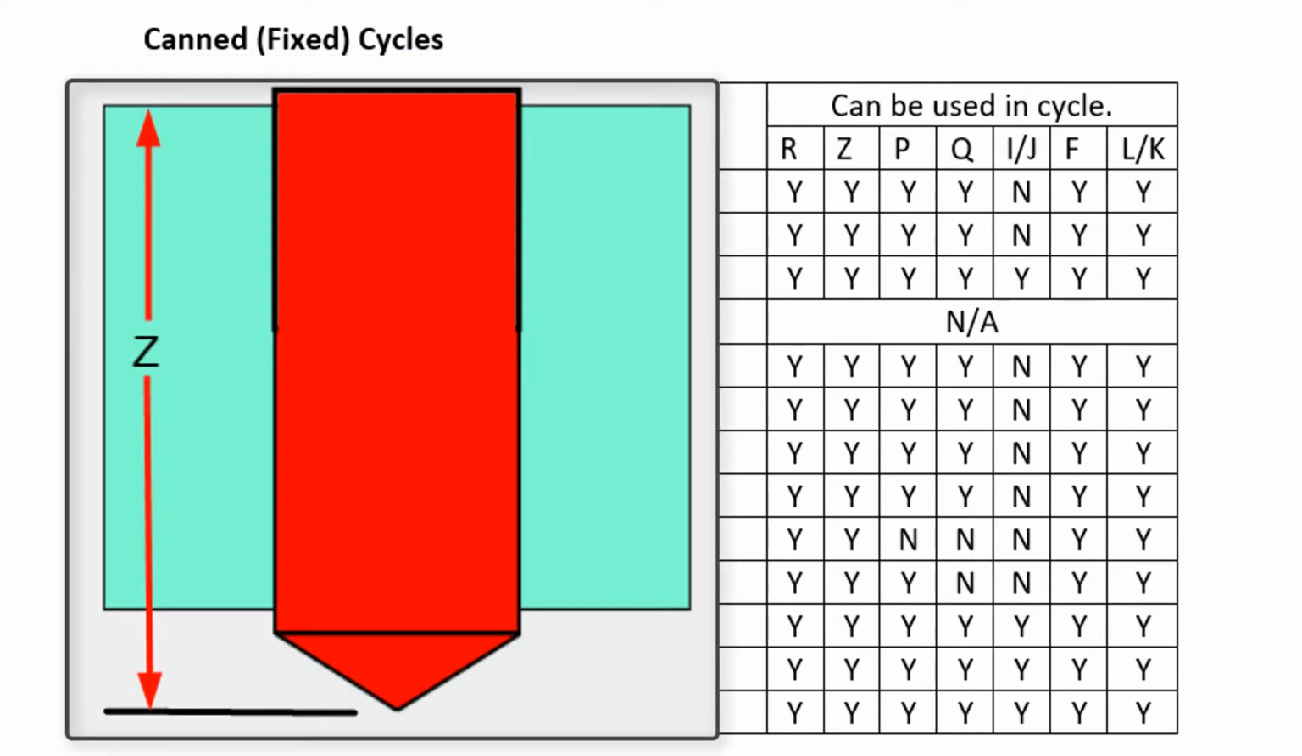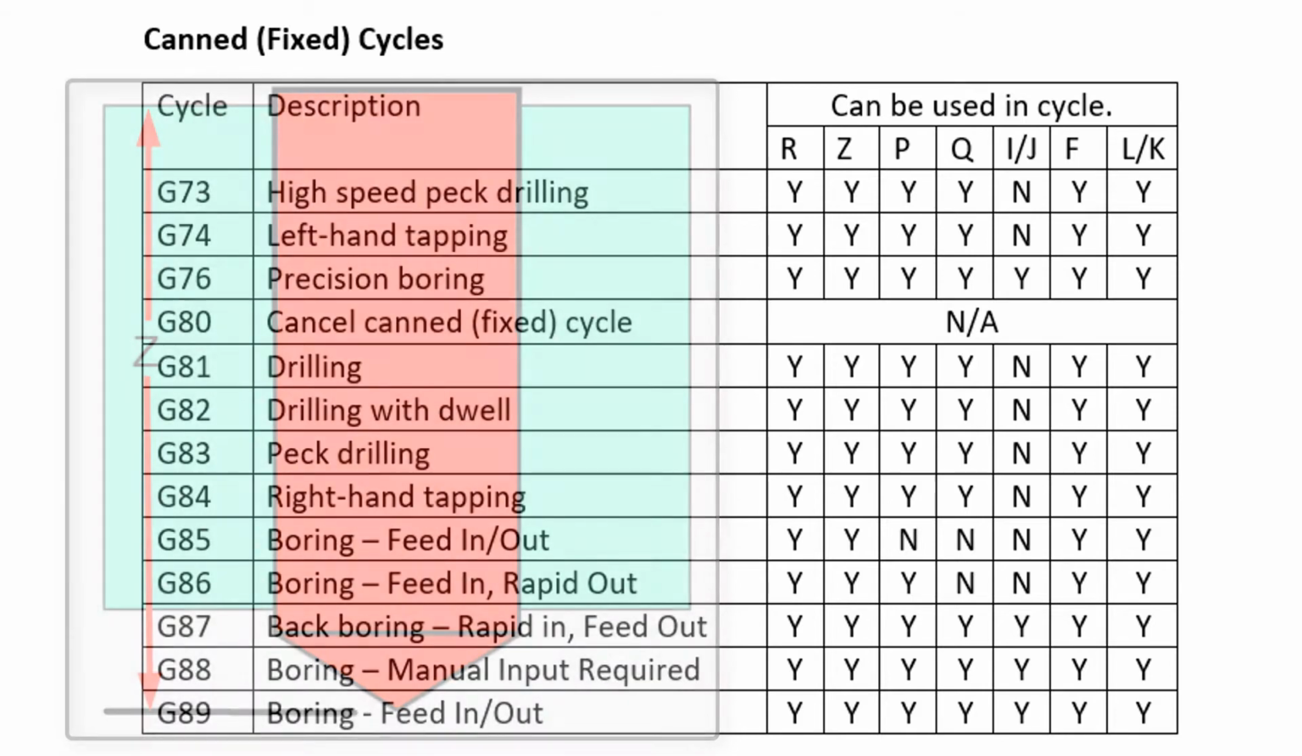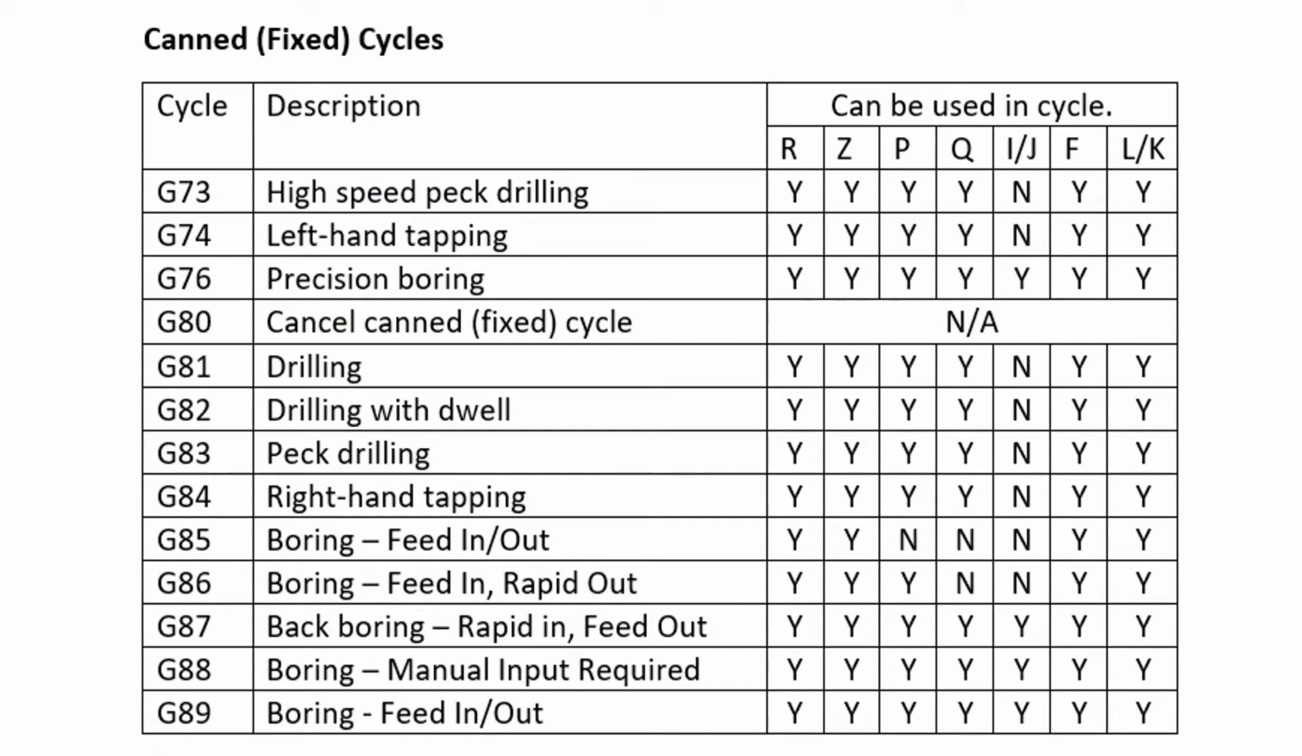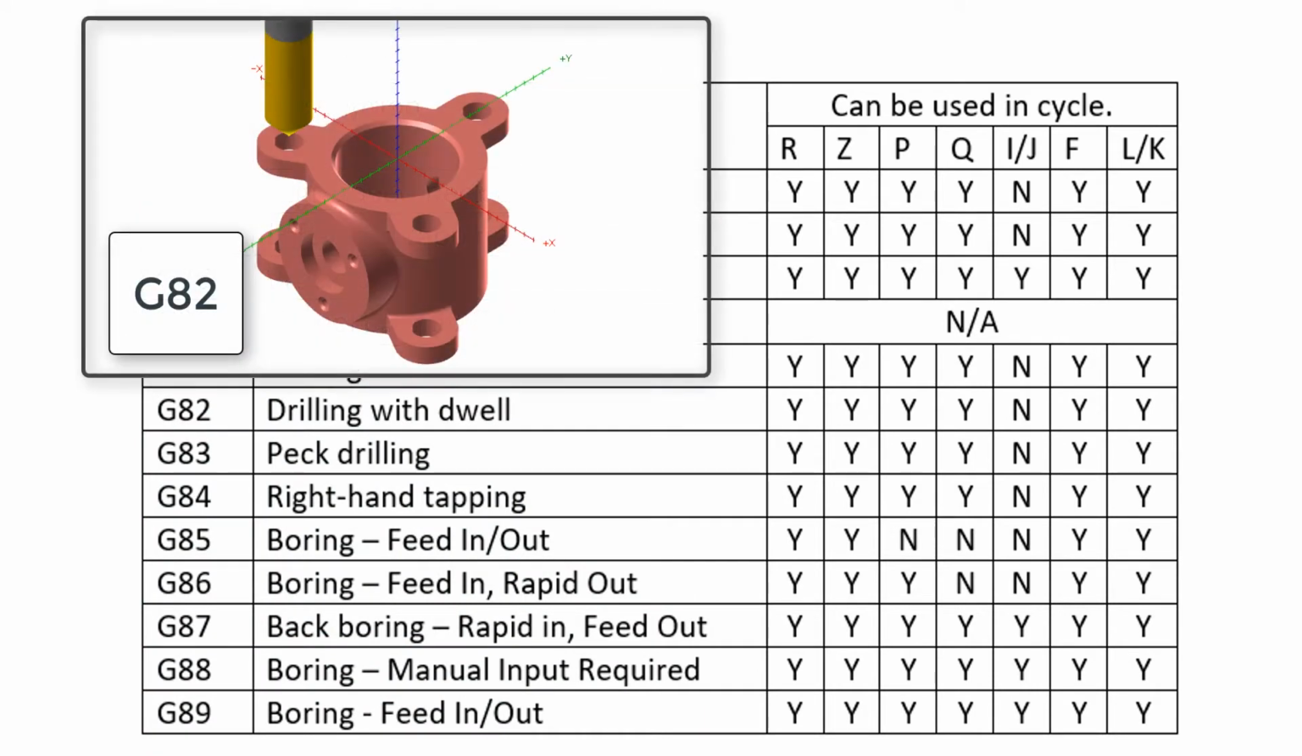The Z value is the final depth the tool tip will feed to, or in the case of the G87, the back boring cycle, it is the starting position where the tool tip will feed from as it bores out of the hole. P is the dwell time to pause the feed for with the spindle still running. It is programmed in seconds and is typically used with the G82 drilling cycle so that a spot drill will properly clean up the bottom of the hole.